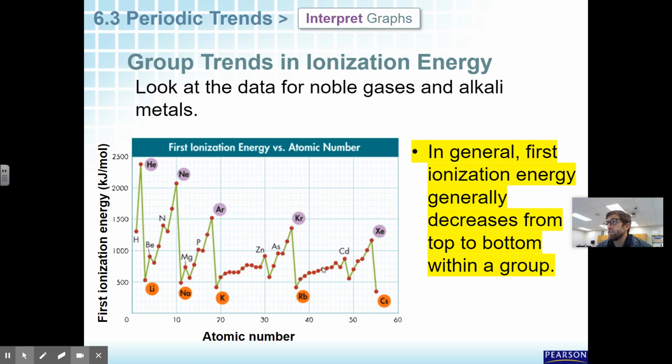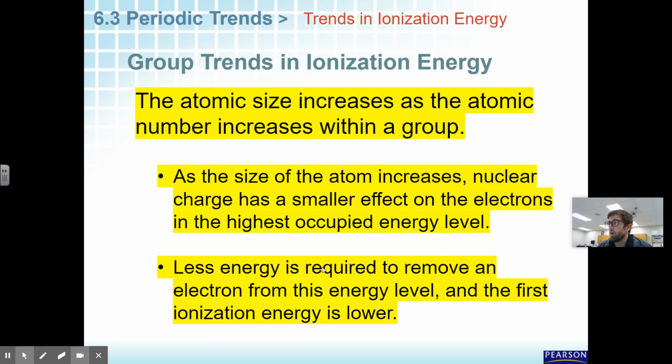So here is the trend. If you already wrote that, you don't need to write it again. First ionization energy generally decreases from top to bottom. Okay, so let's talk about why. So we know if we go down the periodic table, the atomic radius gets larger. Okay, and as the atomic radius gets larger, the nuclear charge has a smaller effect, as you can see right there, on the electrons in the highest occupied energy level.